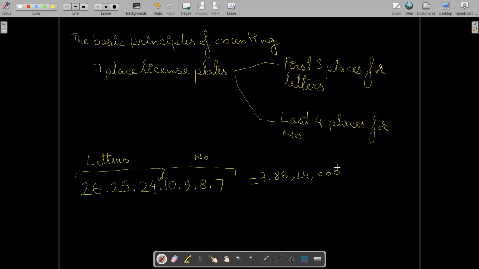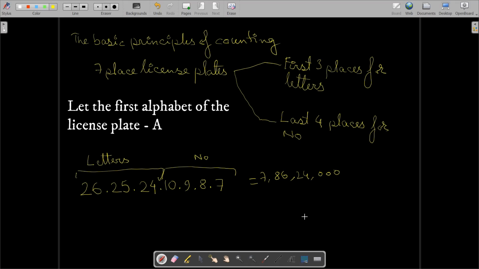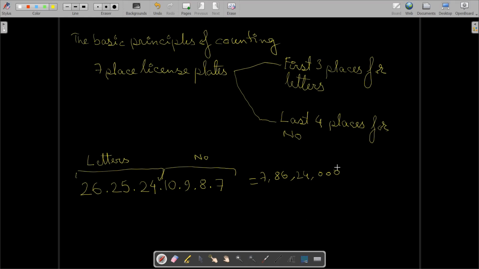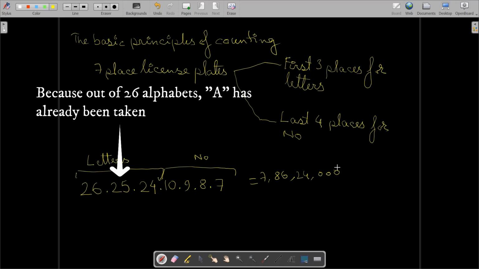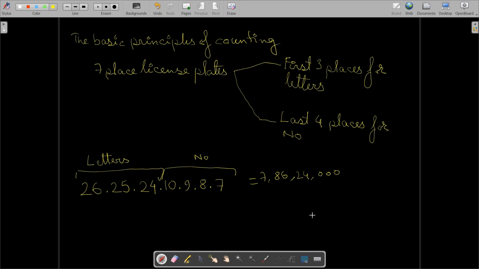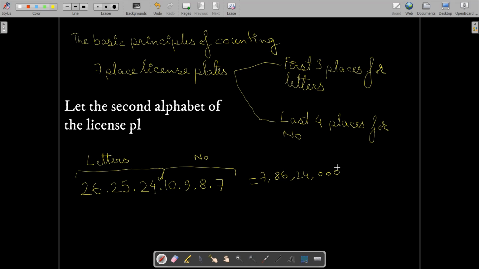Let me explain this. Why have I written all these numbers? That means why have I written 26 at first, then 25, then 24? I have written 26 at first because there are 26 alphabets in English. Let it be A. That is, in the license plate, the first letter would be A. I have written 25 at second place because as letter A has already been placed and it cannot be repeated, I have to choose from 25 alphabets.